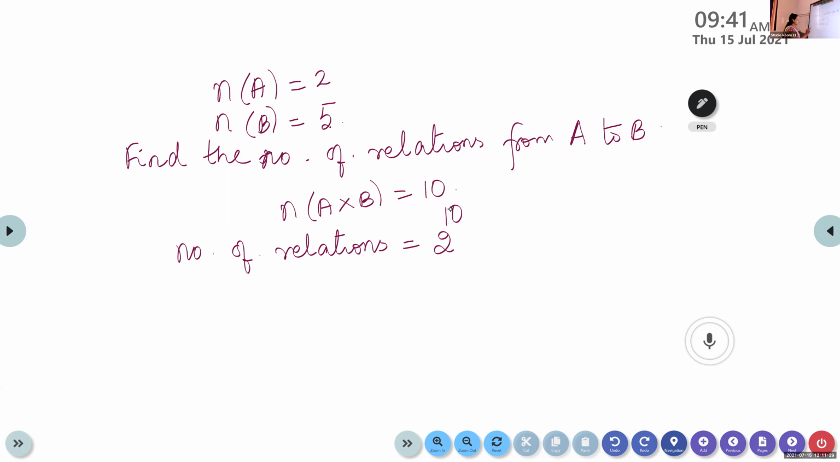Okay. So now look at the second question. A is equal to the set 1, 2. B is equal to the set 3, 4. Find the number of relations from A to B.